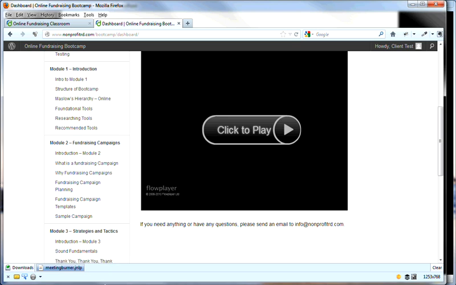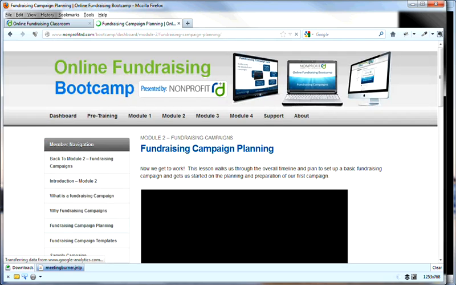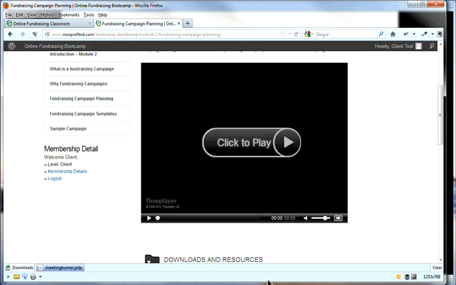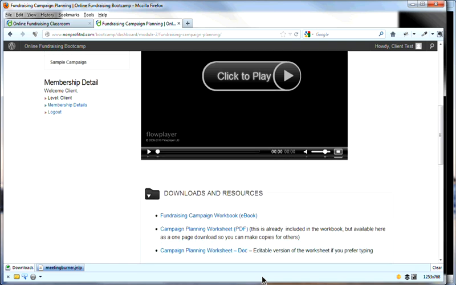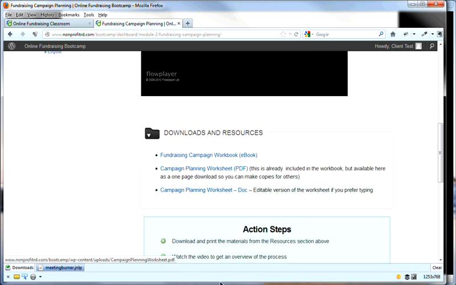Within each module, there's a number of lessons. So if I go into module 2 for fundraising campaigns, you see we have a whole module on fundraising campaigns. I find fundraising campaigns that important that we have a whole module on it. And within that, there's lessons. Each lesson has a video that teaches you about that topic. Each of the videos is less than 10 minutes. So you can come in here and watch an 8-minute video about fundraising campaign planning.